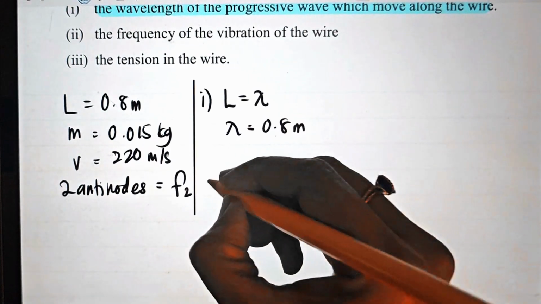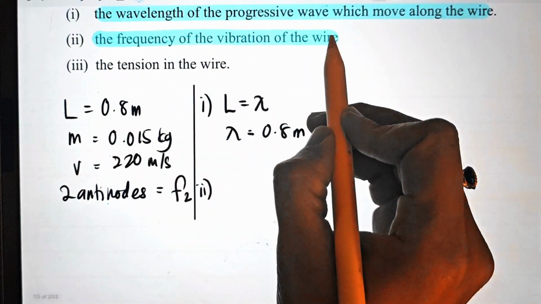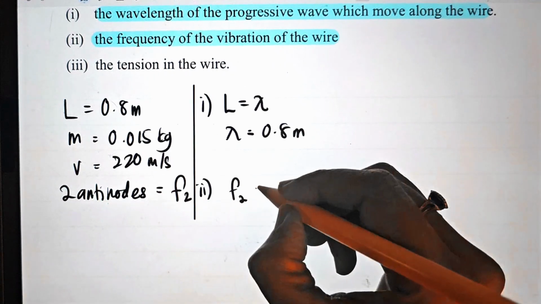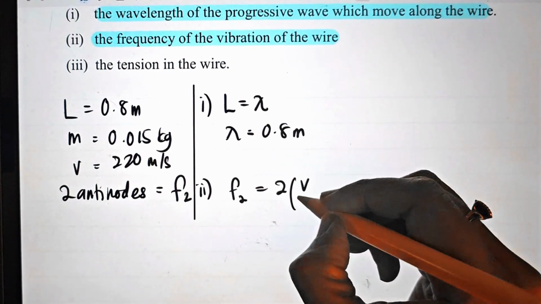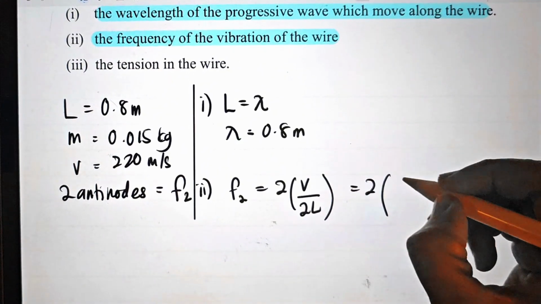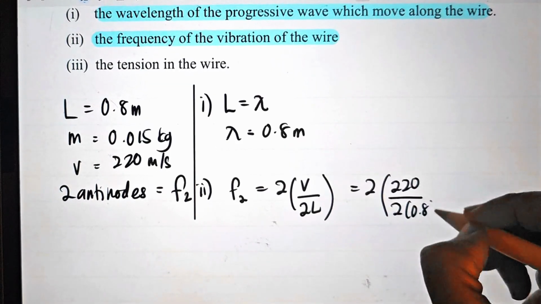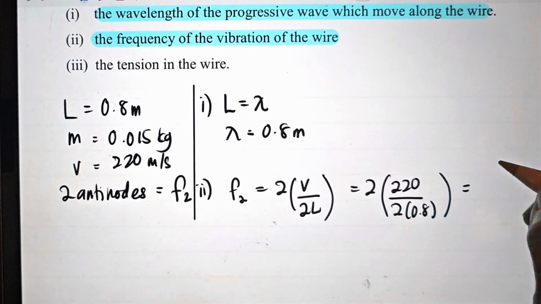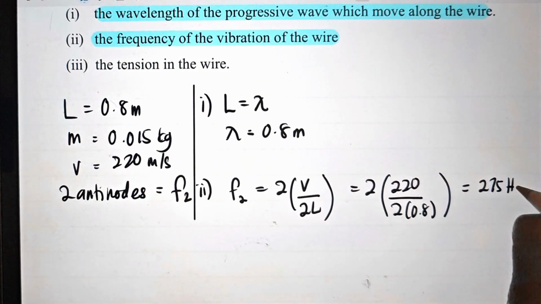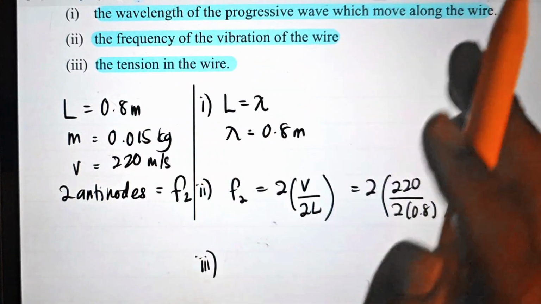Easy, right? Next, number 2. The question is asking for the frequency of the vibration of the wire. So easy, we're going to use F2 equals 2V over 2L. The V is 220. Remember that this is a transverse wave, right? Divided by 0.8. Hence the answer is 275 Hertz.